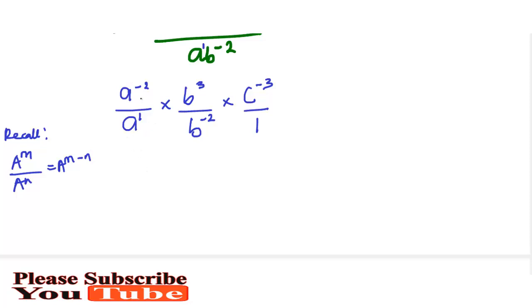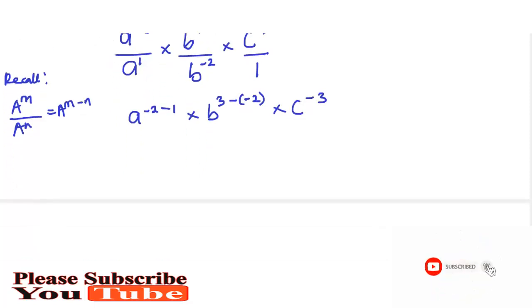So for this one, a raised to power minus 2 over a raised to power 1 can be written as a raised to power minus 2 minus 1, then multiply by b raised to power 3 minus minus 2, then multiply by c raised to power minus 3. Okay, so with that understanding, minus 2 minus 1 will give us minus 3. So this will be a raised to power minus 3 multiplied by b raised to power, minus times minus, that is plus, then 3 plus 2, that is 5. Then times c raised to power minus 3.